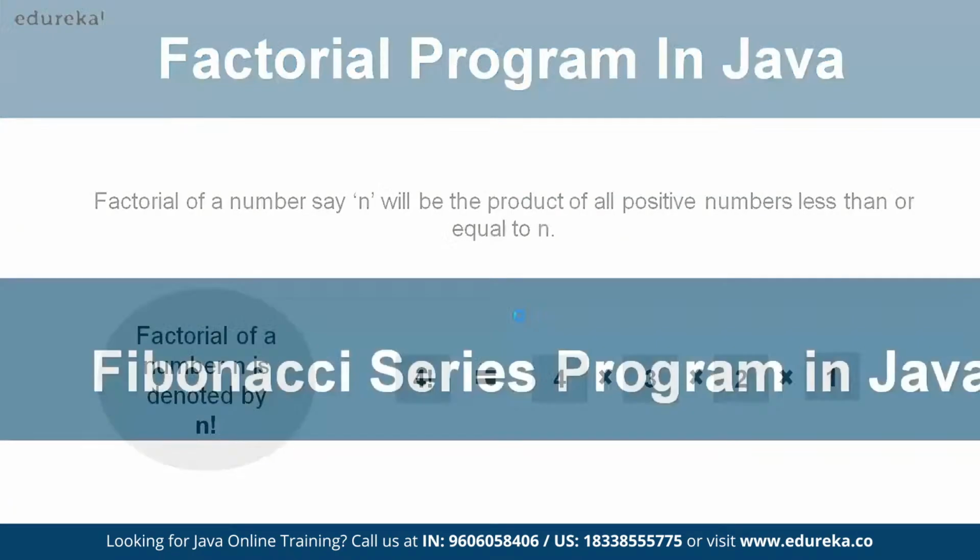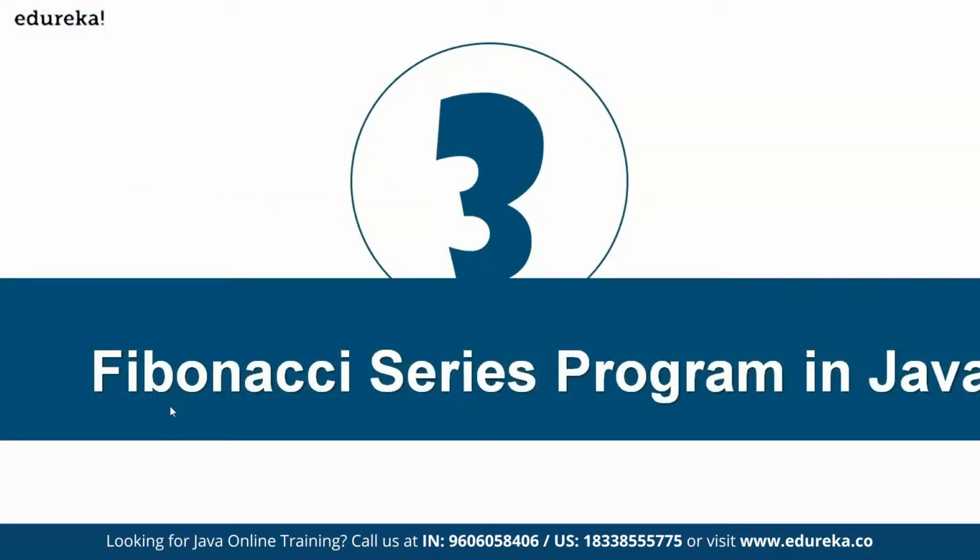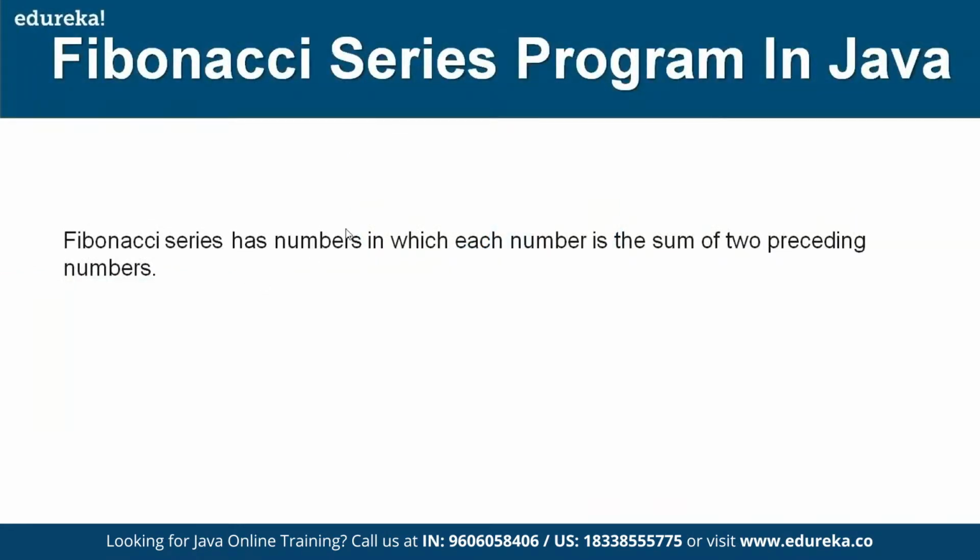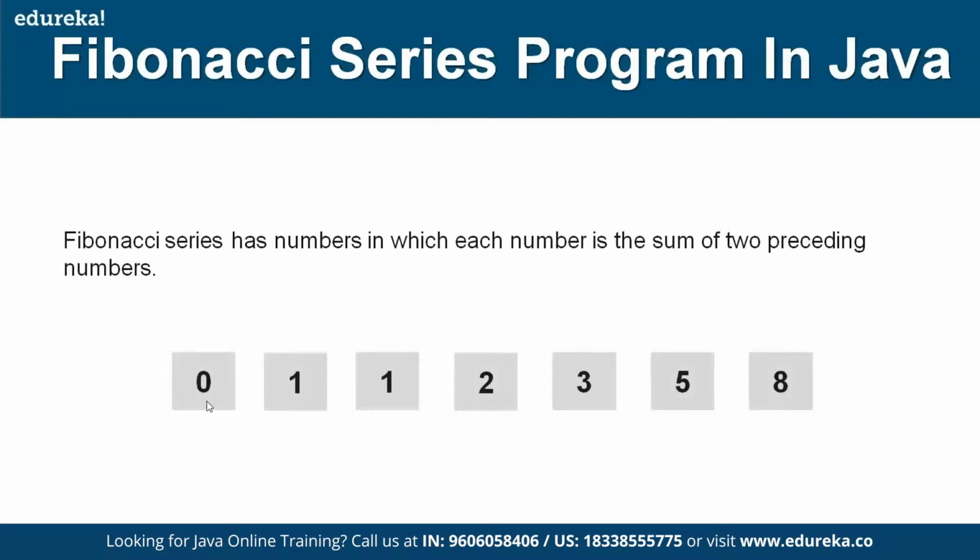So the next program is about Fibonacci. What do you mean by Fibonacci series? A Fibonacci series has numbers in which each number is the sum of the 2 preceding numbers. Only the issue is with the starting numbers. So 0, 1, 1, 2, 3, 5, 8. What is the next number? The next number is 13. 8 plus 5, 13.